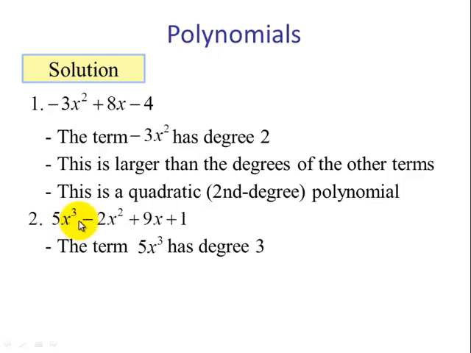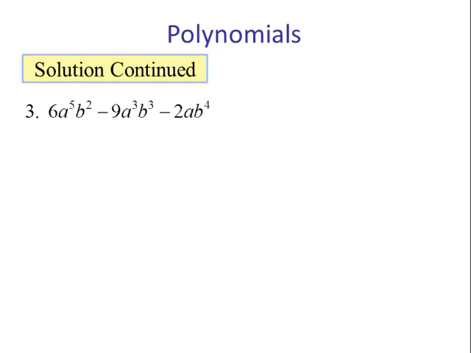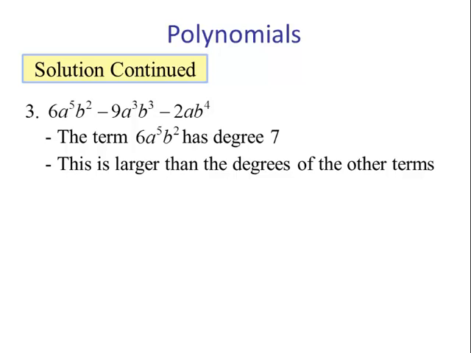Number 2, the polynomial has 4 terms. So we have degree 3, degree 2, degree 1, degree 0. This is what's known as a cubic, and again we'll define this in a later video. Number 3, so this polynomial has 3 terms. The term 6a to the 5th b squared has a degree 7. It is the largest, so we say this polynomial has degree 7. So we would call this polynomial a 7th degree polynomial.